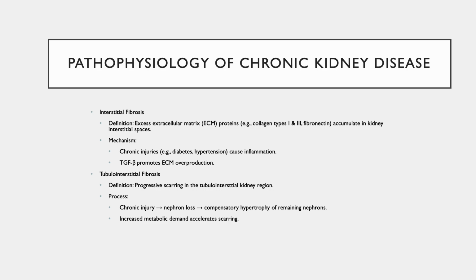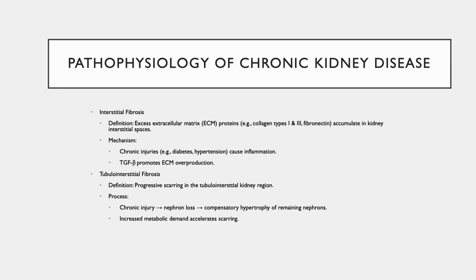Alright, so it's important to understand the pathophysiology of chronic kidney disease. Interstitial fibrosis refers to the abnormal accumulation of excess extracellular matrix, the ECM, proteins like collagen within the interstitial spaces of the kidney, leading to scarring and damage to the kidney tubules. Chronic injuries like infections and high blood pressure initiate repeated inflammation in the kidney's interstitial spaces. A key signaling molecule here is transforming growth factor beta, which stimulates ECM production, including collagen and fibronectin. Over time, scar tissue replaces healthy nephrons, impairing filtration capacity and lowering GFR, which may lead to irreversible kidney failure.